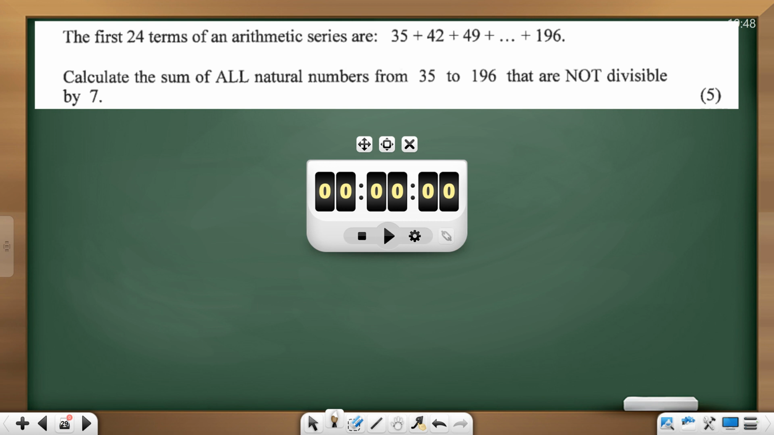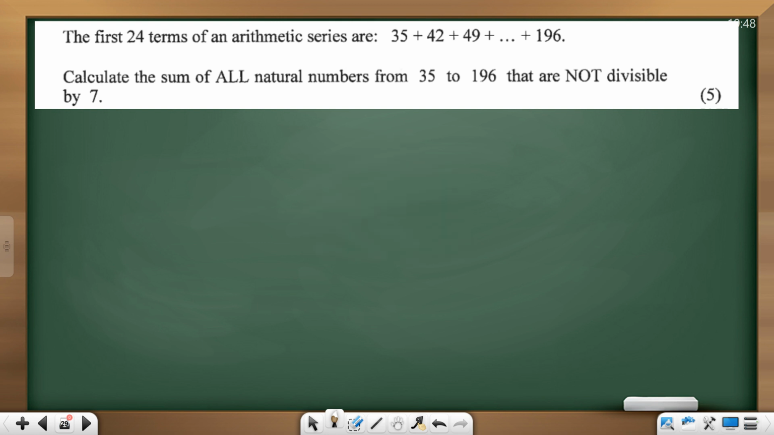All right, let's see. Calculate the sum of all natural numbers from 35 among the first 24 terms of an arithmetic sequence. Look here. This is also linked to the counting principle. Is that okay? This is what I wanted to see.